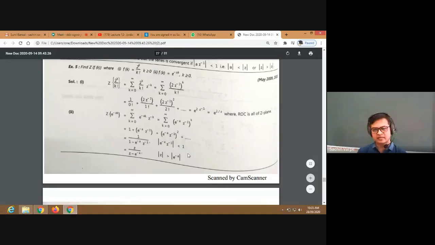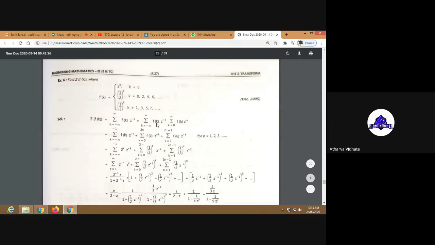Okay, so by simplifying this expression, here this is just like e raised to minus a by z. So by taking the LCM in the denominator, we get z minus e raised to minus a by z, and that z will be in the numerator. And here mod of e raised to minus a by z is less than 1. So by taking mod z to the other side of the inequality, I'll get mod z is greater than mod e raised to minus a. Is it okay? Yes sir, thank you sir.